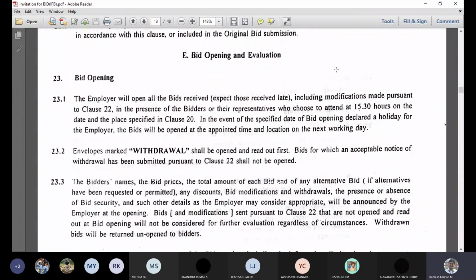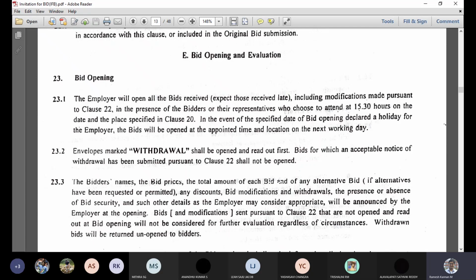Bid opening, like when exactly the bid is opened, that will be generally mentioned in the invitation to the bid. Like in this case, you can see, they say 15:30 hours on the date specified. That will be the day the bidder should be present so that they'll open, right? So if it is a holiday for the employer, which is the person who invites the bid, then it will be opened at the same time on the next working day.